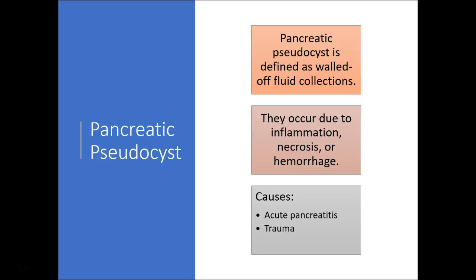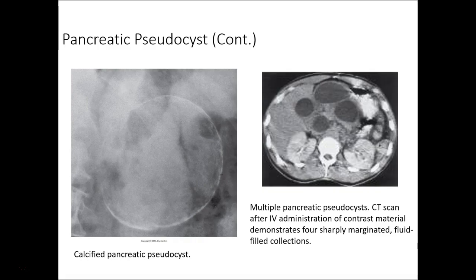All right, pancreatic pseudocyst. A pancreatic pseudocyst is defined as a walled-off fluid collection. They occur due to inflammation, necrosis, or hemorrhage, and it can be from acute pancreatitis or trauma. And this is what it looks like. We've got a big, huge walled-off area of fluid. And here is the pancreatic head. Normally it's real small. So here, this big, huge thing is the pseudocyst within the pancreas. So yikes.